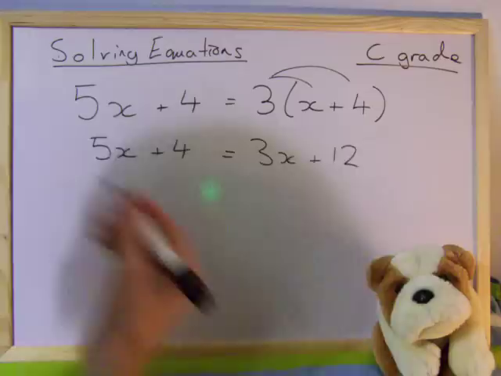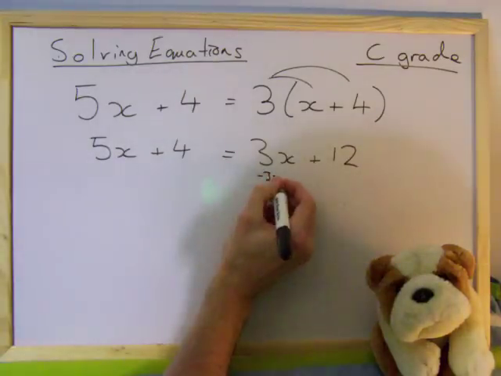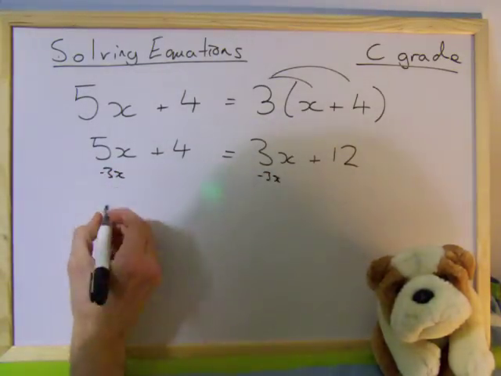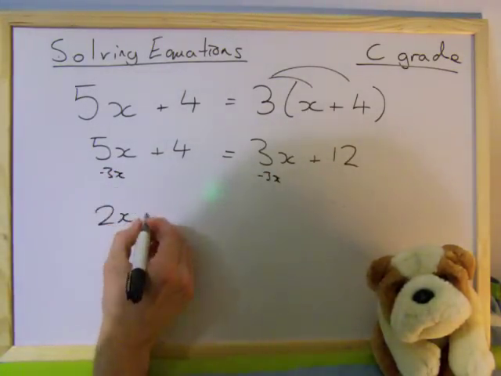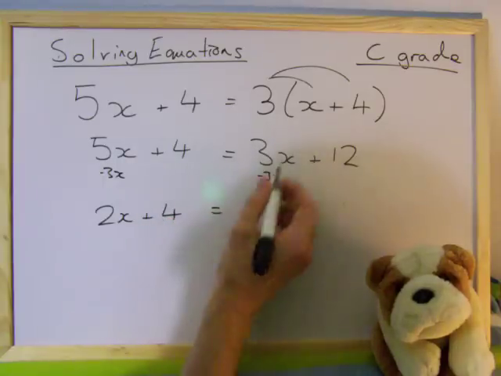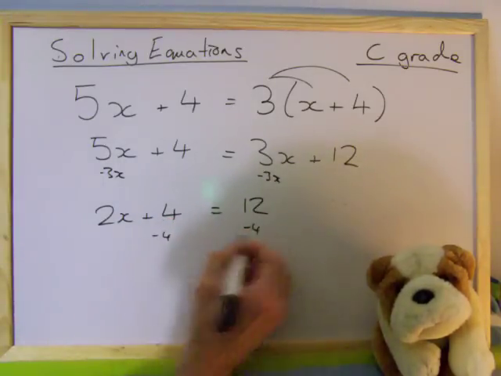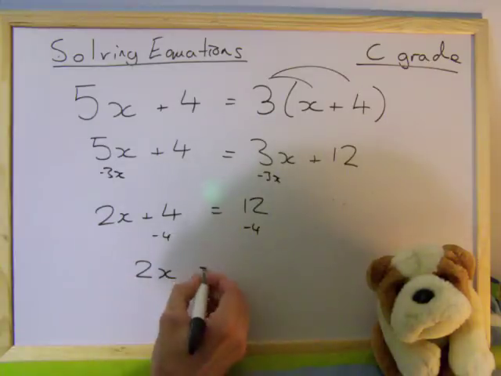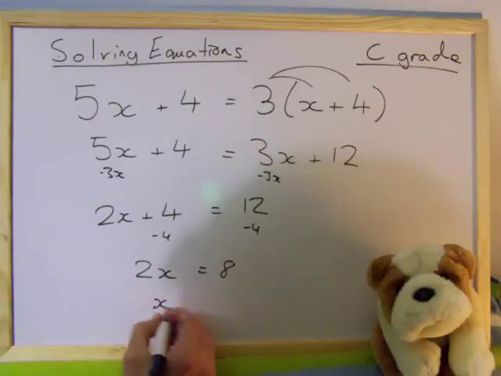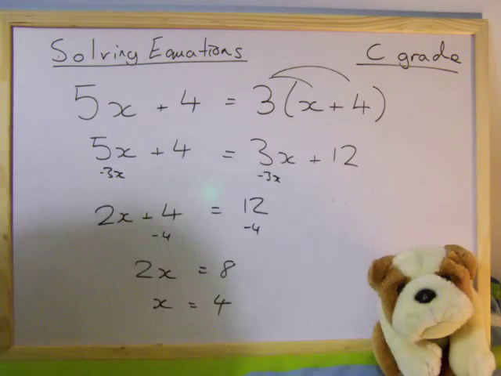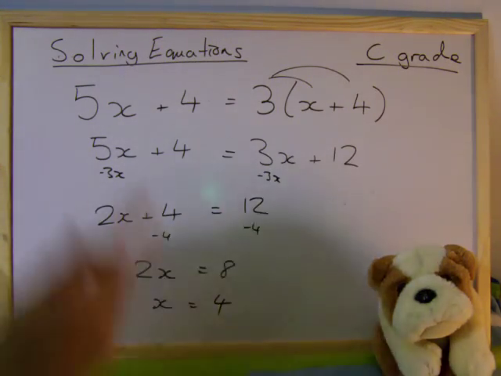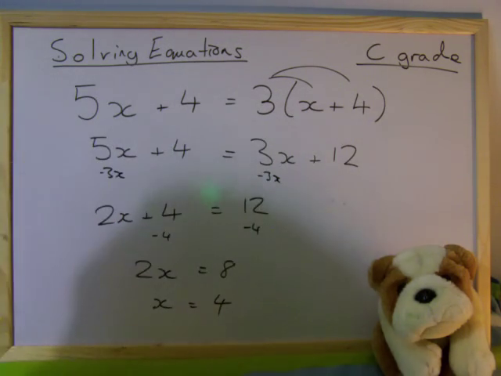So for my D grade work I want to take 3x off both sides. So I'll do that and I'll be left with 2x plus 4 equals 12. Okay, I'm going to take 4 off both sides and you're going to get 2x equals 8, and so x equals 4. And if you want to pause it at this point and substitute the numbers back in to make sure it works, then feel free.